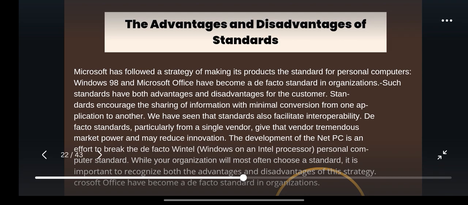The development of the NetPC is an effort to break the de facto Wintel, or Windows on an Intel processor, personal computer standard. While our organization will most often choose a standard, it is important to recognize both the advantages and disadvantages of this strategy. Microsoft Office has become a de facto standard in organizations.